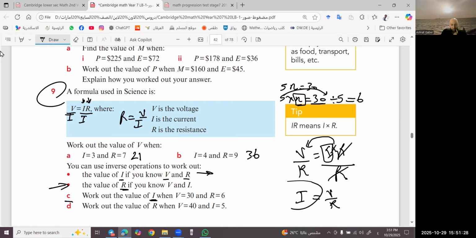Then he tells me number c, work out I. I equals V over R. So we write 30 over 6 equals 5. And in the last exercise, he tells me find R. We say that R equals V over I. So V is 40, 40 over 5 equals 8.